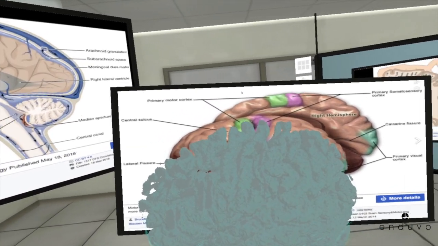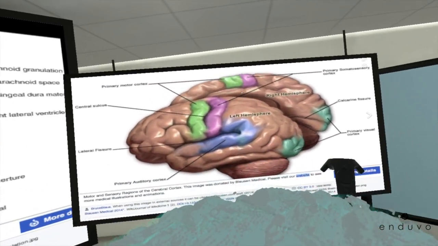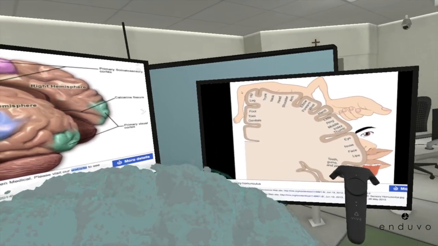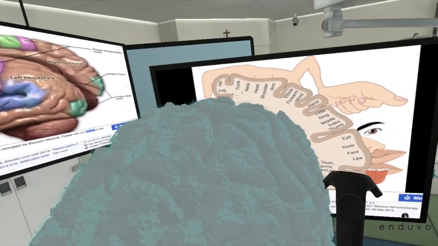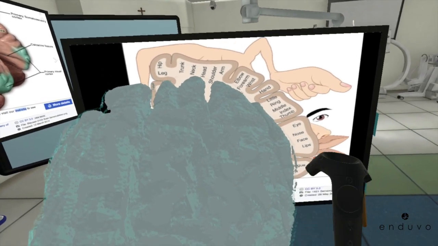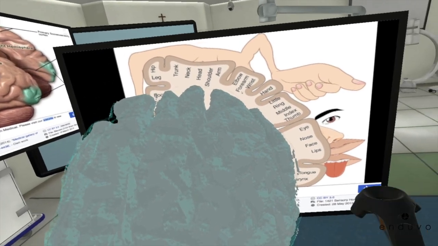And then along each one of those, along the motor and along the sensory cortex, we have a map of the body laid out that's called a homunculus. And so we can grab this homunculus here, and we can see what it would look like lined up with one of those gyri in the brain. And so let me make this a little bit bigger.